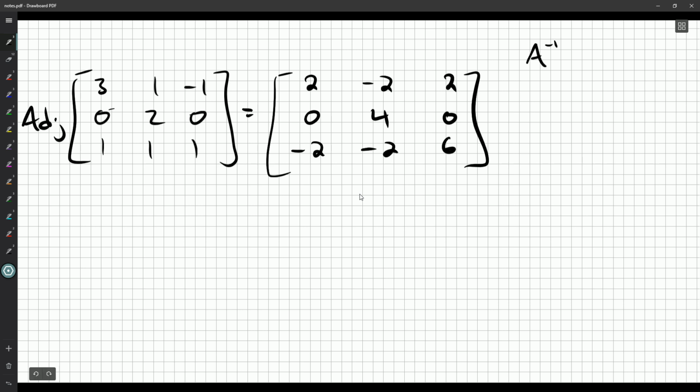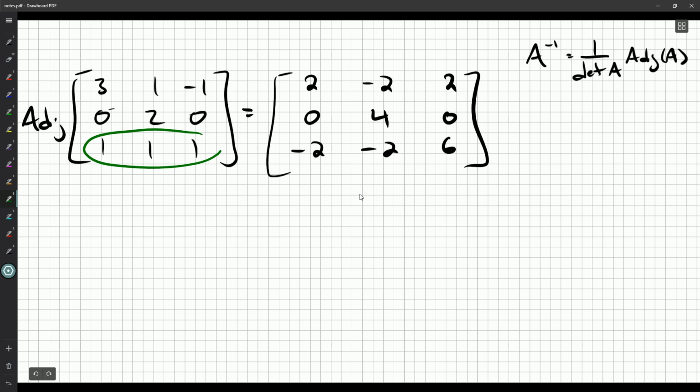Remember, the inverse of your matrix, assuming it is an invertible matrix, is 1 over the determinant multiplied by the adjoint. Well, we've got the adjoint. We just need the determinant. How do we do that? Well, you can cofactor expand. Pick any row or column that you want.